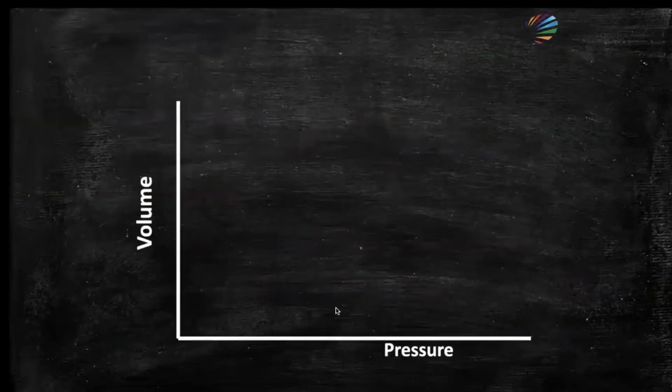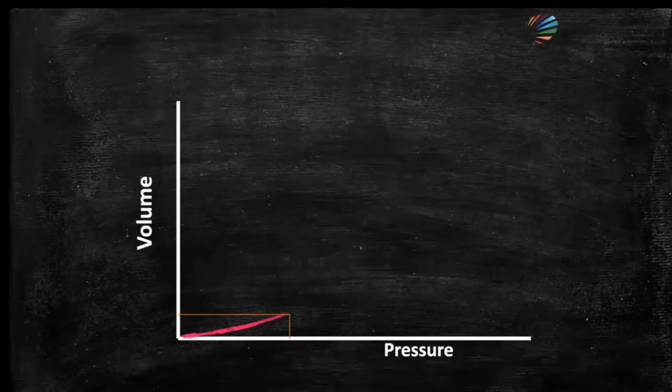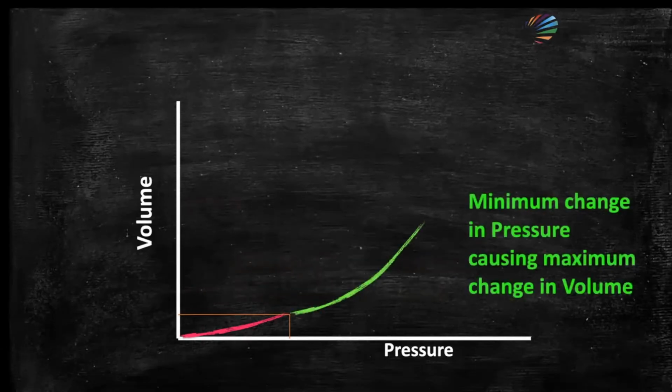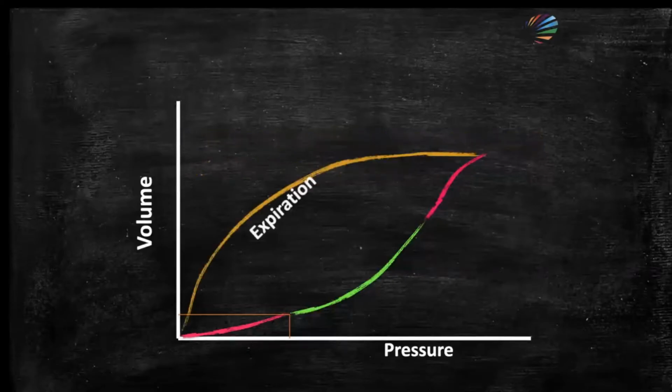So when you look at the pressure volume loop, you will see that in the initial part, a very large change in the pressure is yielding very little change in the volume because most of the alveoli are in a collapsed state. But after a certain point, most of the alveoli are now in a semi-open condition. So their radius is optimum and very little change in the pressure is achieving a very good change in the volume. And then again a point comes where most of the alveoli are now opened sufficiently, or rather over distended, and further change in the pressure is not going to yield much change in the volume. And then the expiration starts.